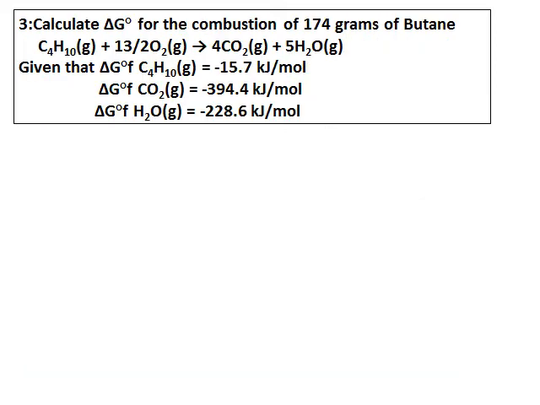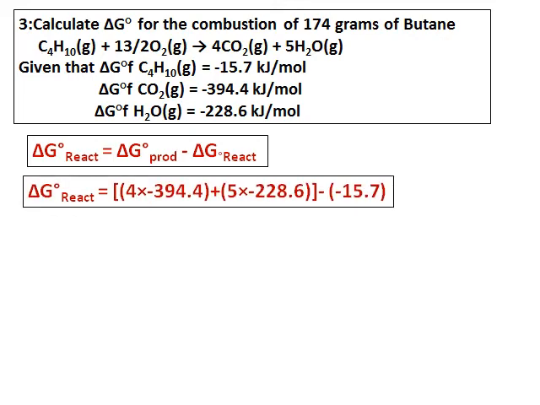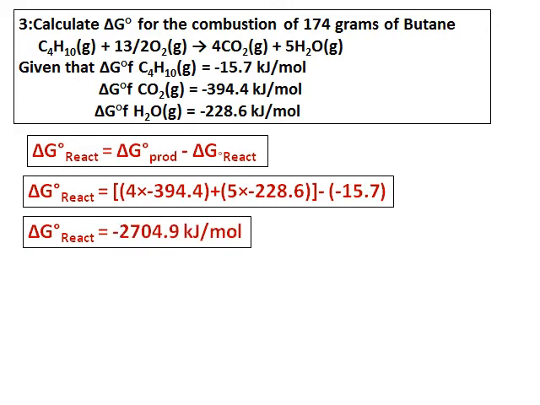Calculate delta G0 for the combustion of 174 grams of butane. The equation is given to you, and the individual delta G's for butane, carbon dioxide and water are given, and for oxygen it will be 0. Using the formula delta G0 of reaction equals product minus reactant, calculate the value of delta G0. This value of delta G0 is, according to the equation, for 1 mole of butane.